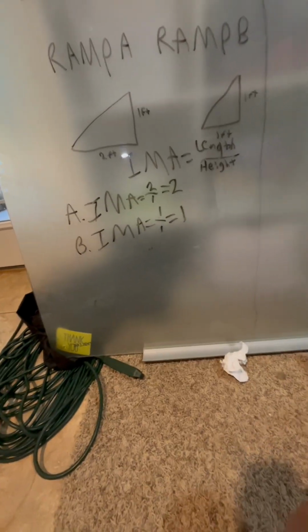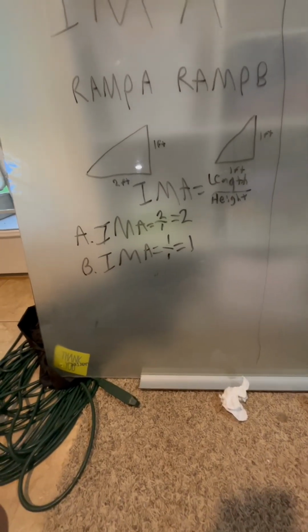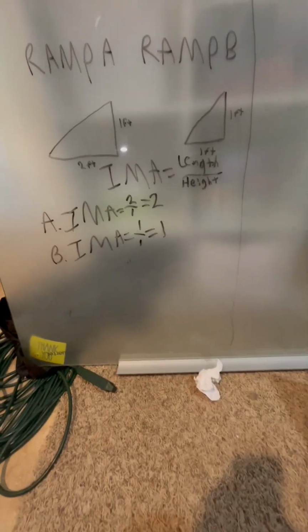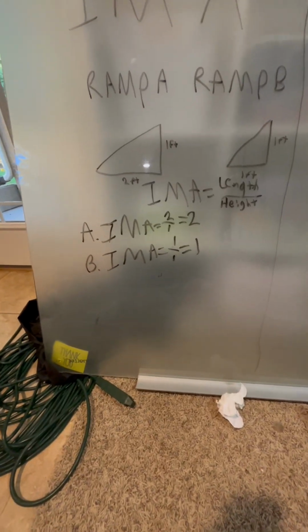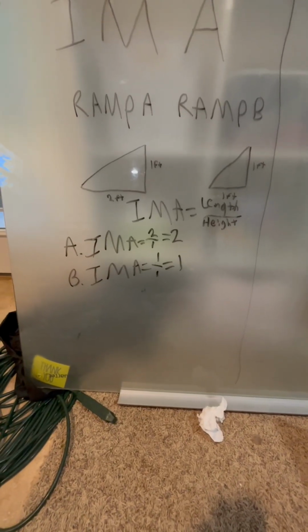Now, as you can see, ramp A has the larger IMA. This means that it will be easier to push stuff up it. Meanwhile, ramp B has the lower IMA, making it harder to push stuff up it.